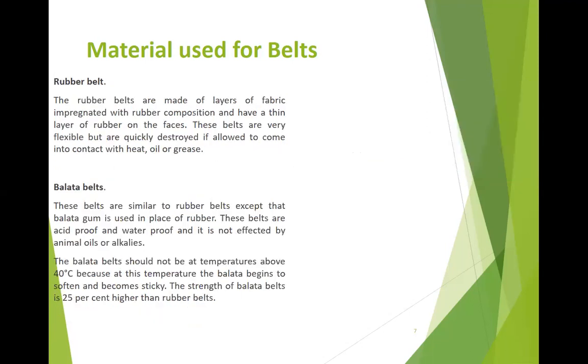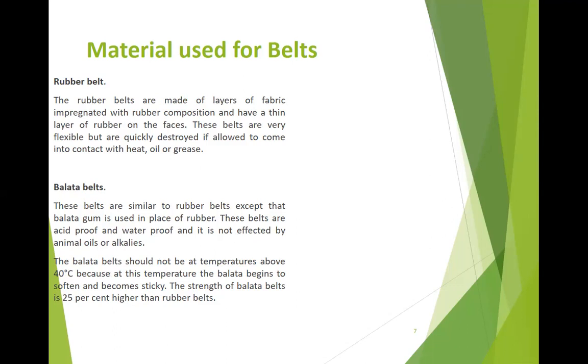Rubber belt. Instead of leather, rubber. The rubber belts are made of layers of fabric impregnated with rubber composition and have a thin layer of rubber on the faces. These belts are very flexible but are quickly destroyed if allowed to come in contact with heat, oil, or grease.